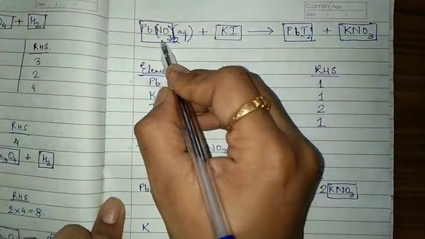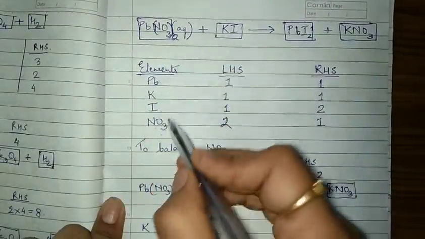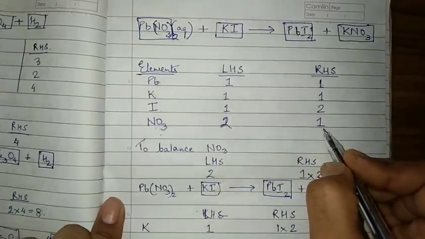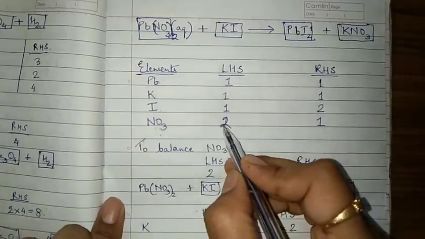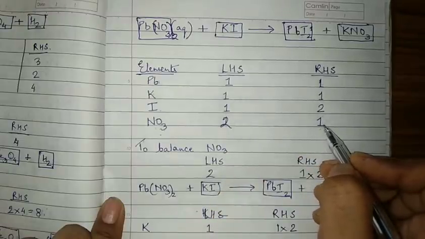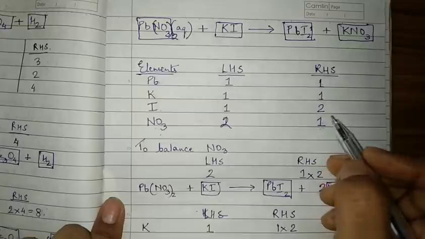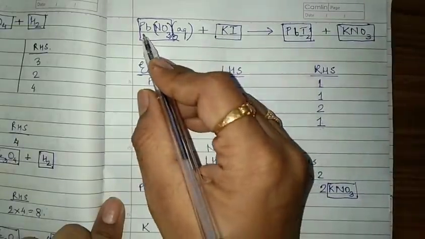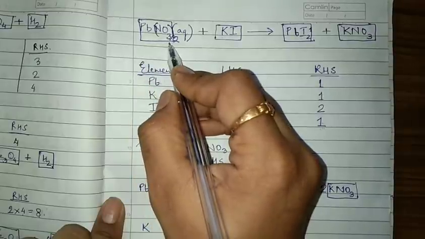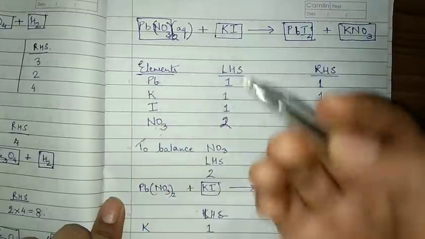Number of atoms of NO3 taken as a whole, NO3 is 2 on the left hand side, but only 1 on the right hand side. So, this means that the number of atoms of I and NO3 are not equal. So, this is a skeletal chemical equation. We need to balance this equation. What we do is, as I told you, we start with that molecule which has the highest number of atoms, because Pb(NO3)2 has the highest number of atoms. So, we are starting with this.